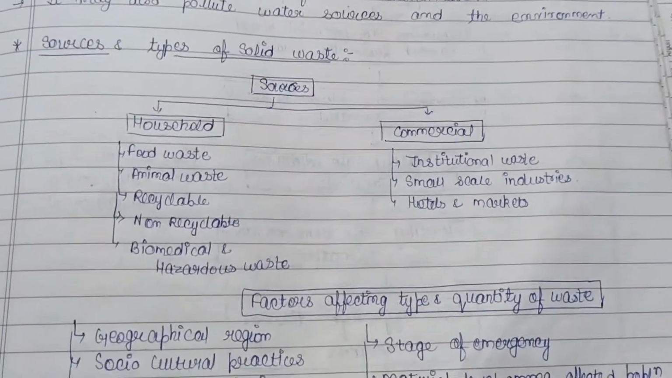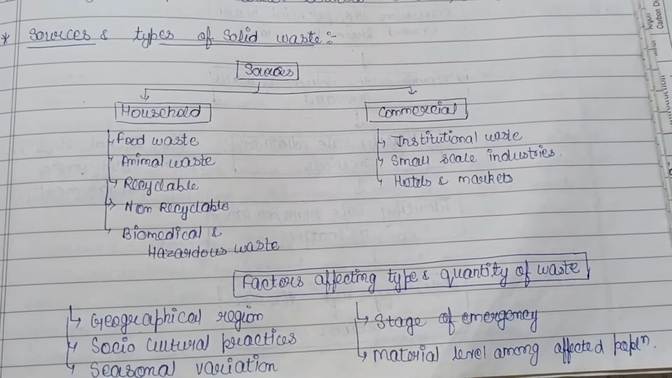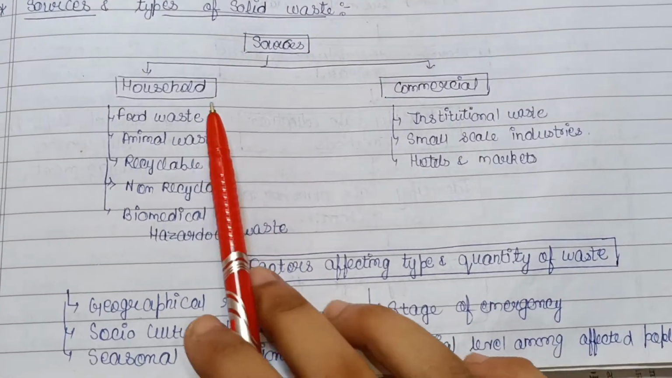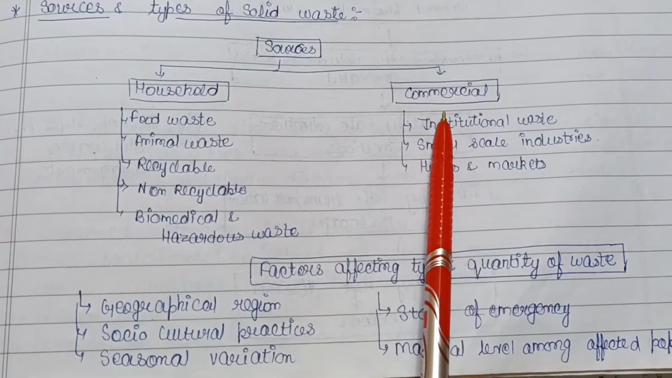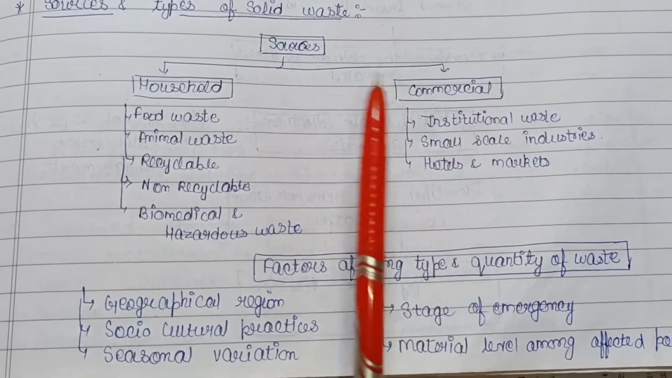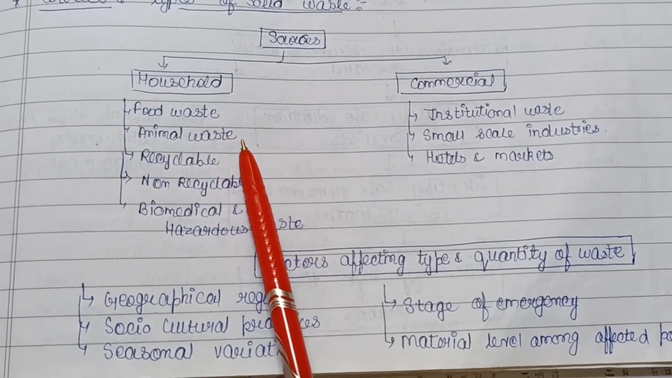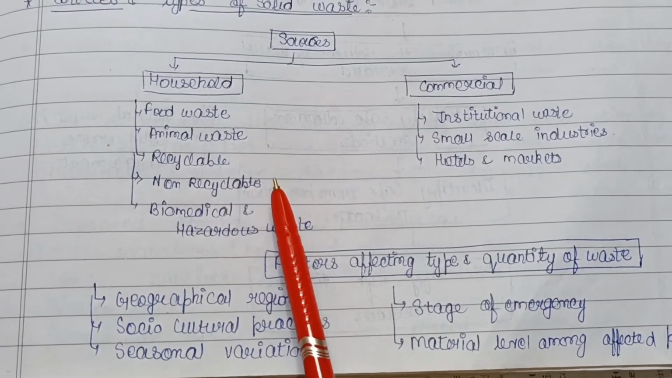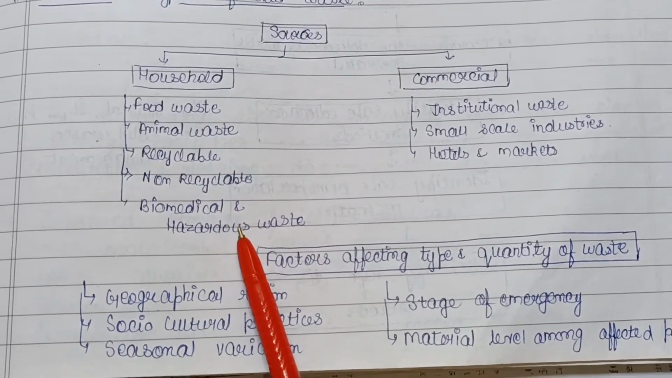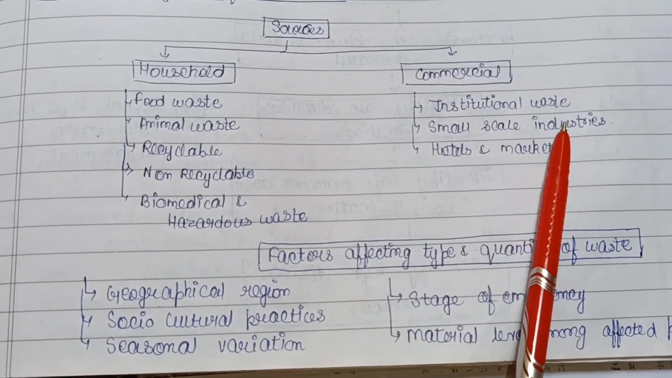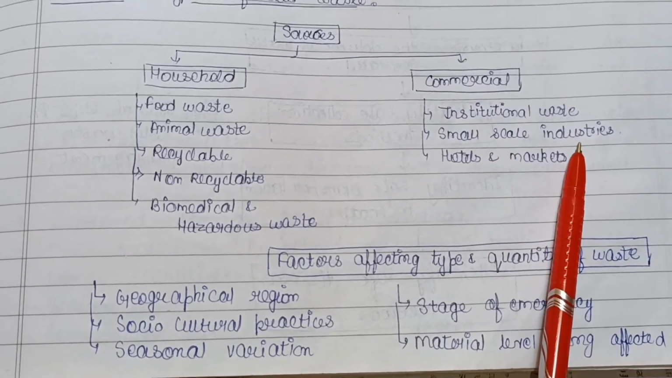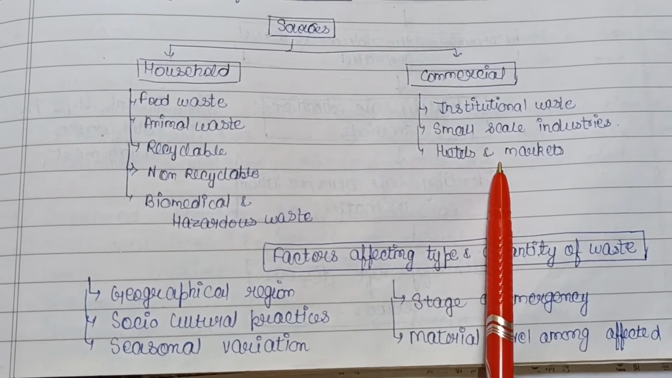So there are various sources and types of solid waste. Basically two sources are there. First is the waste from households, and second is the waste from commercial sources. In household waste there is food waste, animal waste, recyclable waste, non-recyclable waste, and biomedical and hazardous waste. In case of commercial sources, there is institutional waste, waste from small scale industries, and waste from hotels and markets.